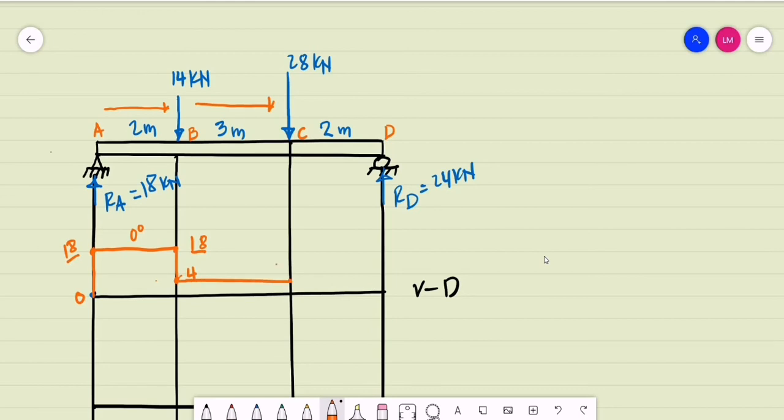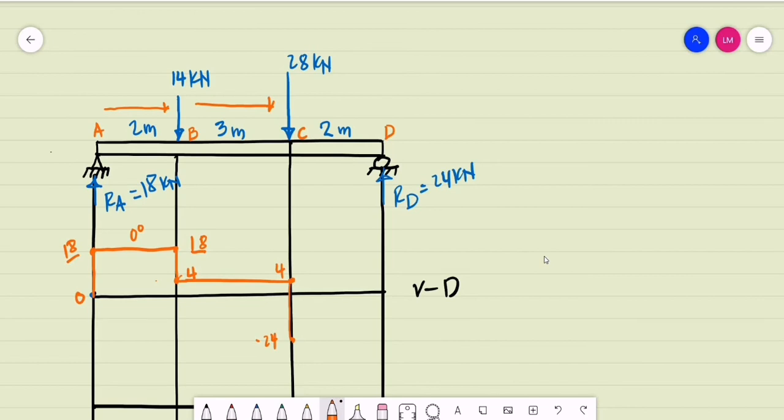Okay, so we are to maintain this value. This is constant, 4 kilonewtons for segment BC. So again, at point C, we have a load of 28 kilonewtons, and it is downward. So we do the summation. That is 4 kilonewtons minus 28. That will give us a value. Okay, what is 4 minus 28? This is obviously negative 24. Let's say this is equal to negative 24 kilonewtons.